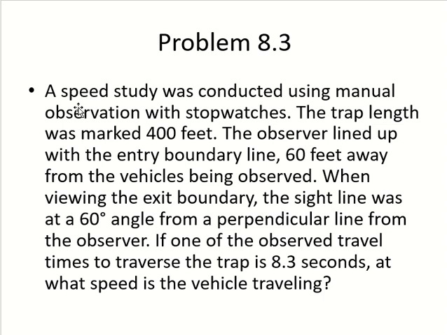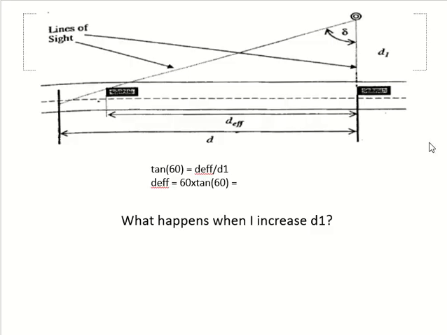To demonstrate, I have this example. So we have a speed study in which the trap length was 400 feet. The observer was standing 60 feet away from the road at the start point. So this distance is 60 feet. It is away from the road, okay, at the start point, and is aligned with the start point.